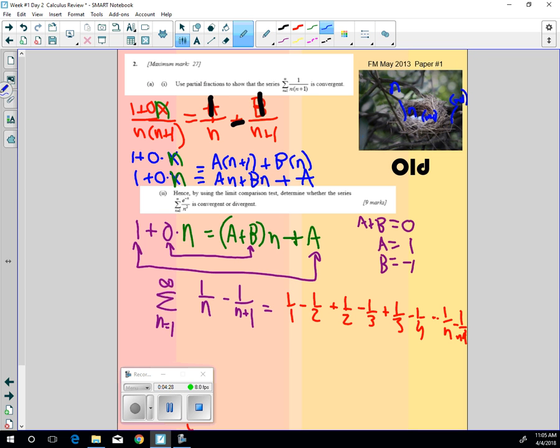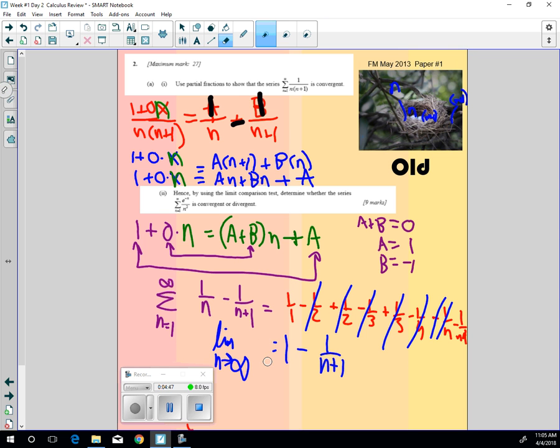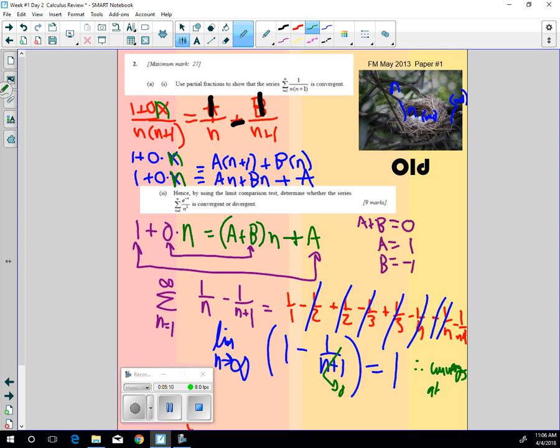Now everything is going to cancel out except for what? 1 minus 1 over n plus 1. But if we're looking at adding this up as n goes to infinity, what does this approach? Just 1, because this goes to 0, right? So there you go, there's your 1. Therefore it converges at 1. There, we did all that. We got that part I. What do you think? 1 down, 10 to go.